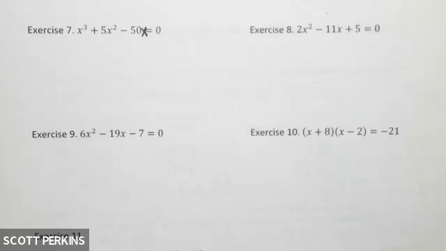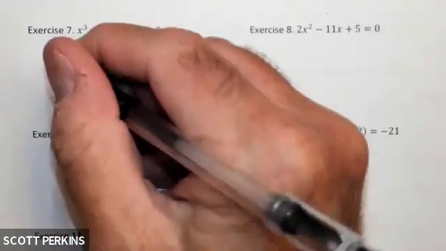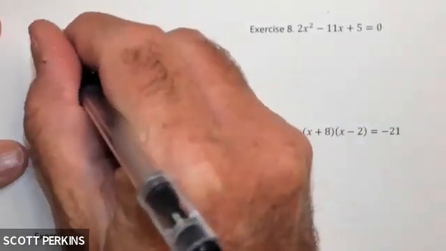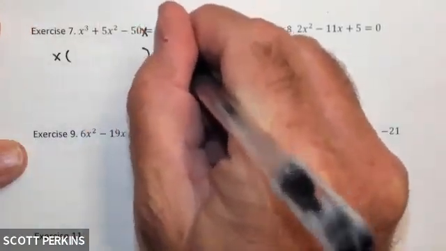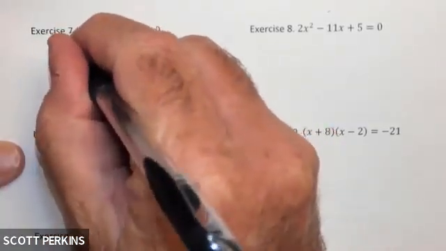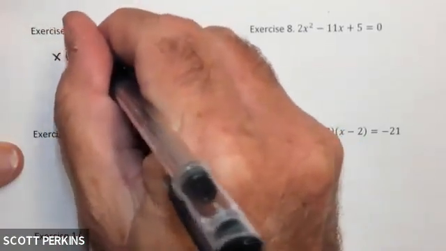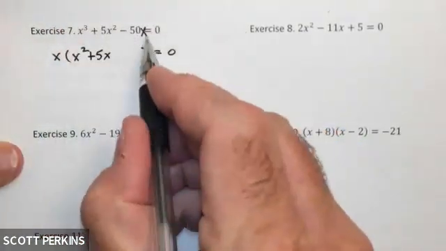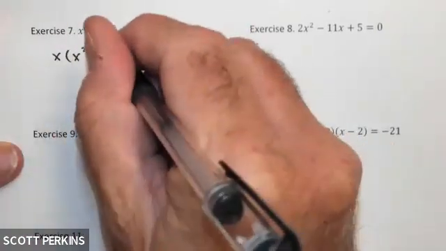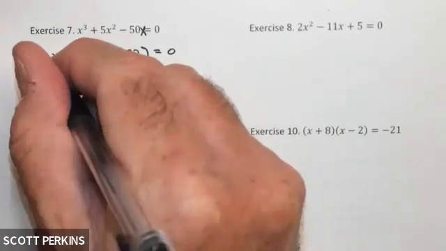All right, so this problem has a common factor when we fix my typo of x. So I'm going to factor that x out. And then what's left from my other terms is x cubed, I factored out an x, I have x squared. 5x squared, I factored out an x, I have 5x. And then negative 50x, when I factor out the x, is negative 50. We good so far?